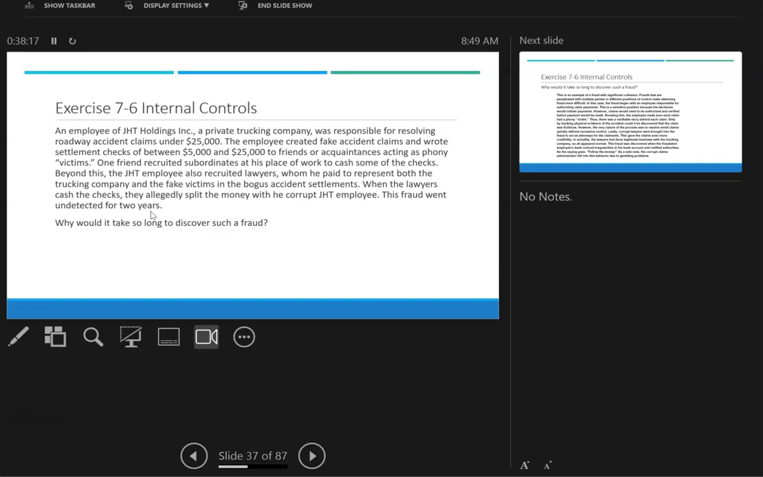It's pretty intricate. It's involving a lot of people. He resolves it and writes the checks, or he does the work side of it. He's doing it all.